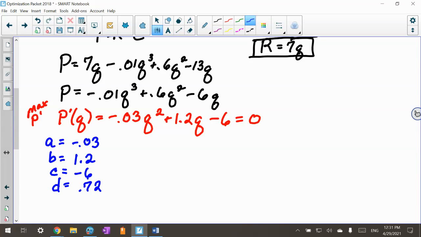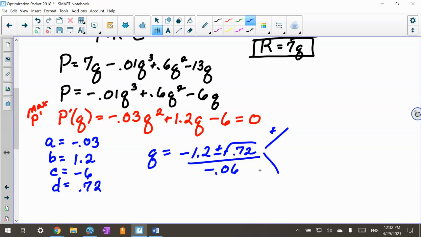Now I'm looking for what number of products is going to make this a max profit. So I'm going to say Q equals negative B plus or minus the square root of 0.72, my B squared minus 4AC, all over 2A, so it's negative 0.06. I'm going to do plus and minus. When I put the plus in, I get 5.85786. When I put the minus in, I get 34.1421. So I have two answers here.